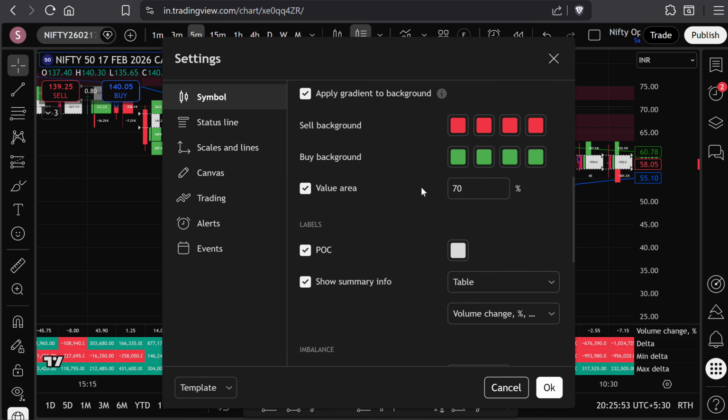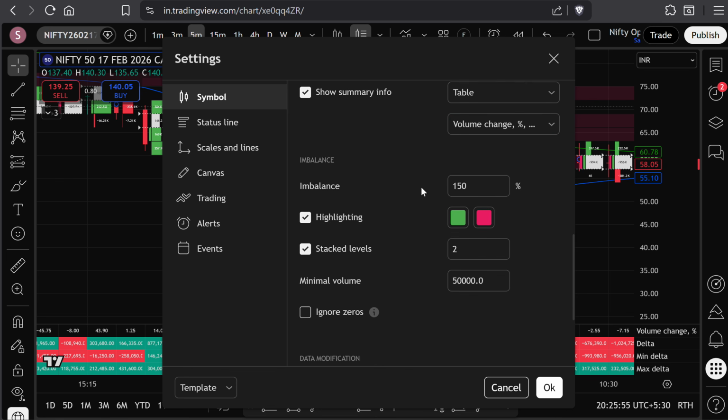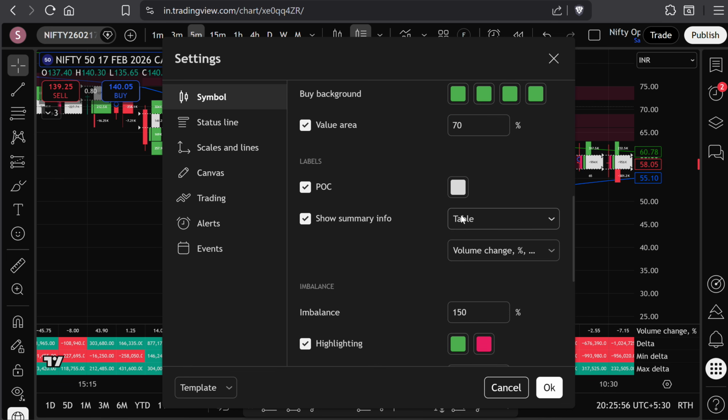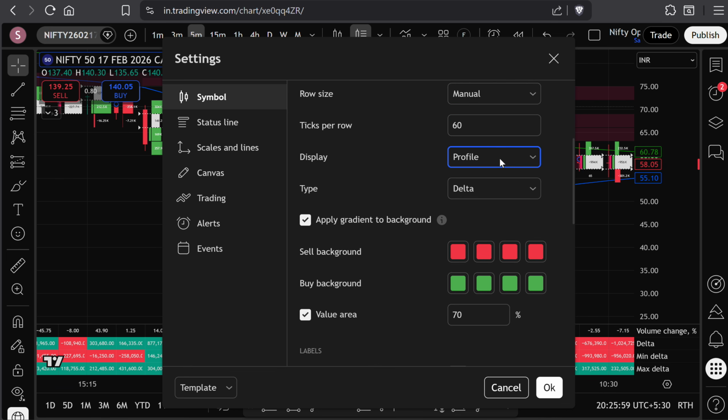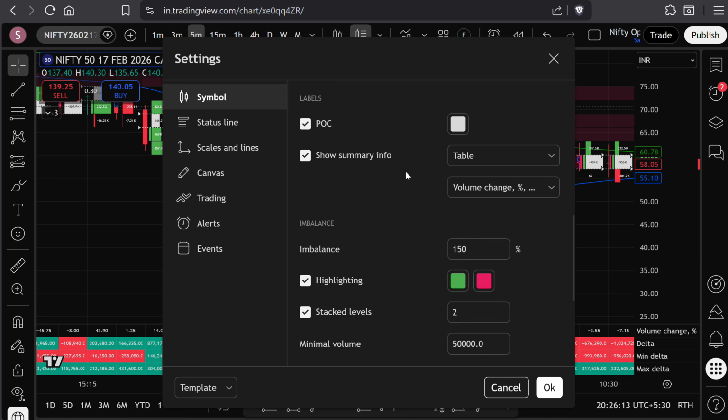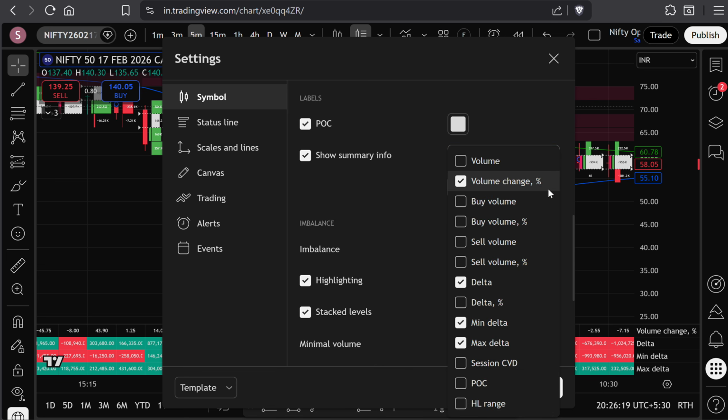Okay, and the second thing you need to change is here: change this display to profile. If you put it as a profile, you will easily come to know where the buying activity and selling activity is happening. Okay, and change this type to delta. Instead of buy and sell, change to delta. Then come down to show summary info. Here, instead of info box, change to the table, and then you have to select these settings.